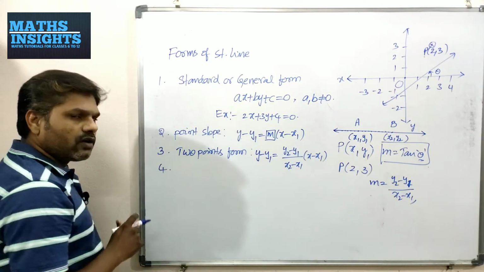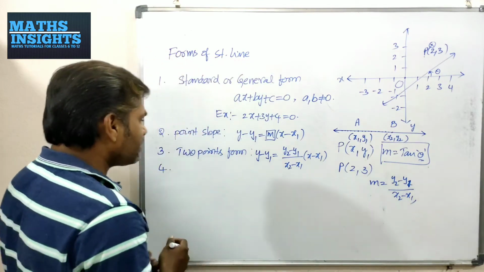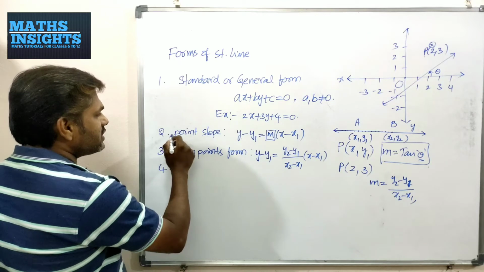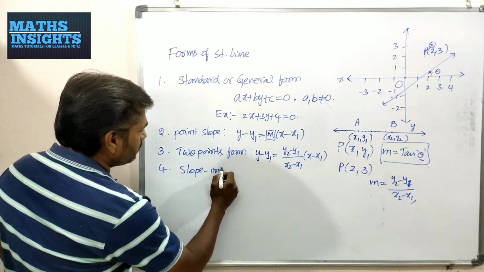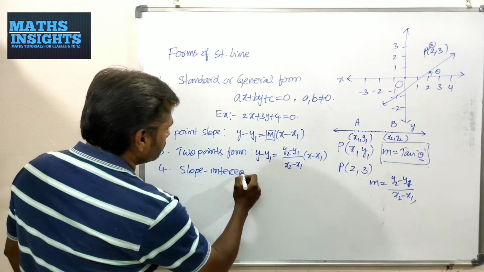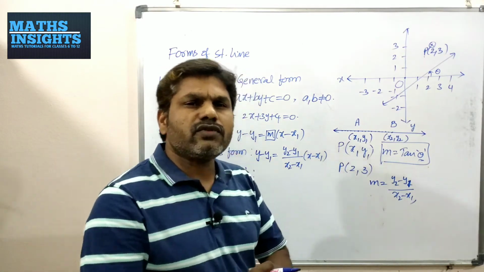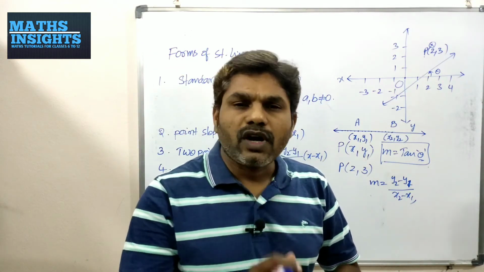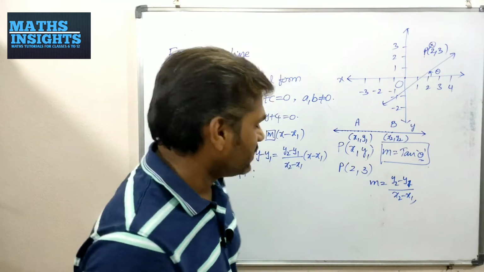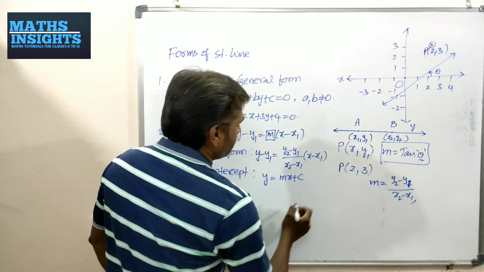Coming to fourth form of straight line, slope intercept form. This is called slope intercept form, means they will give you slope which is m and intercept, the y intercept. Then the equation is y is equals to mx plus c.